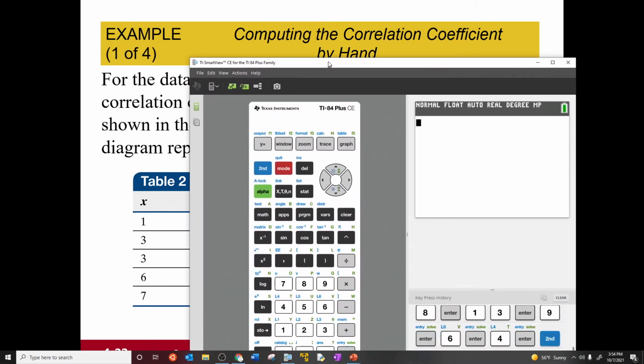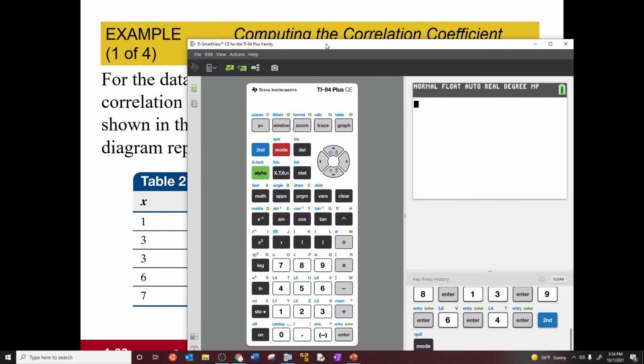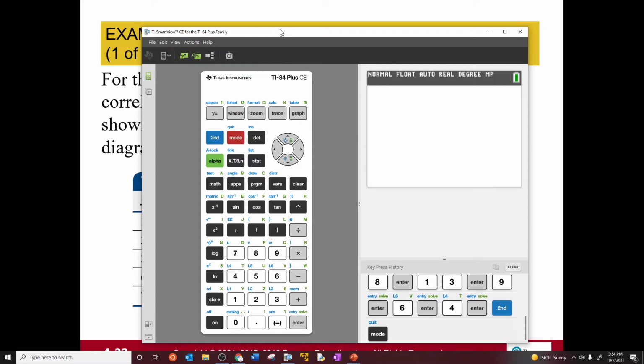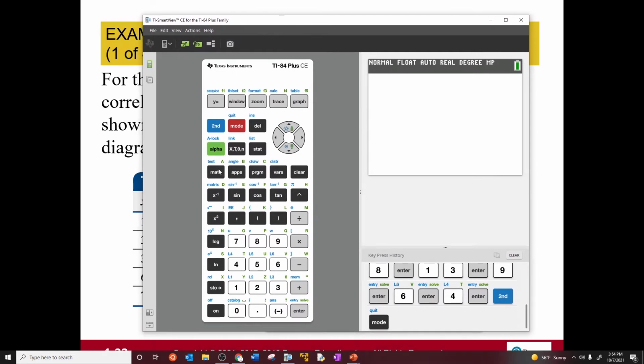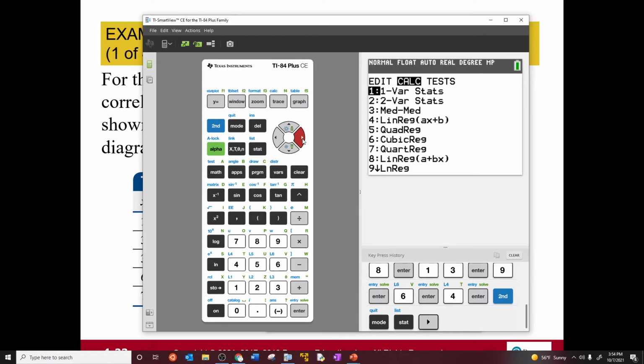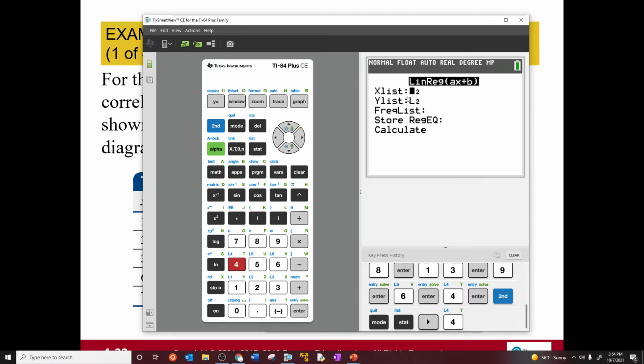Now, once I have the data in, I can actually calculate the R in several different ways. One way is we'll just go into Stat, and let's go over to Calc, and we're going to choose a linear regression, number 4, and we're going to let our X list be L1 and our Y list L2. And that's all we're going to do.